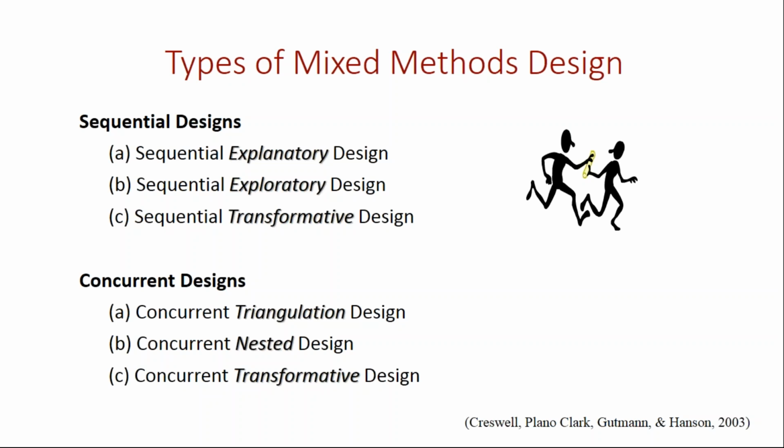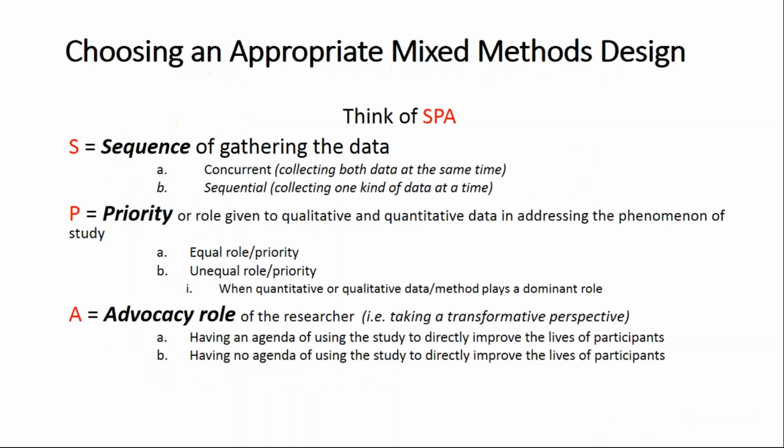So nested means that one approach is playing a less dominant role in addressing the phenomenon that you are studying, right? And we have concurrent transformative design. You have an advocacy role, right? And the difference from the sequential transformative design is that you are collecting qualitative and quantitative data at the same time. That's why it's called concurrent, right? So I have a PowerPoint that talks about all these things. I'll be happy to provide that for you.